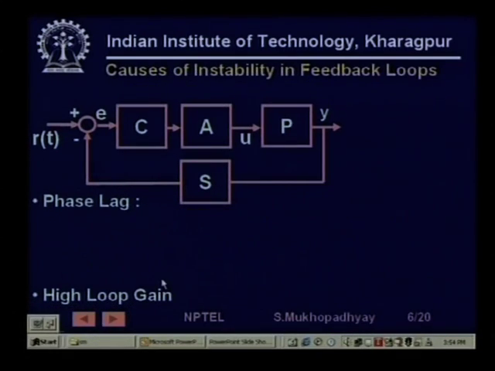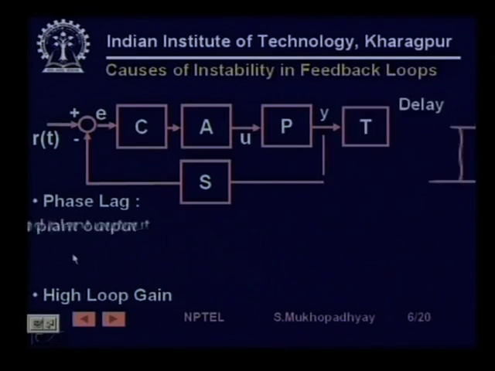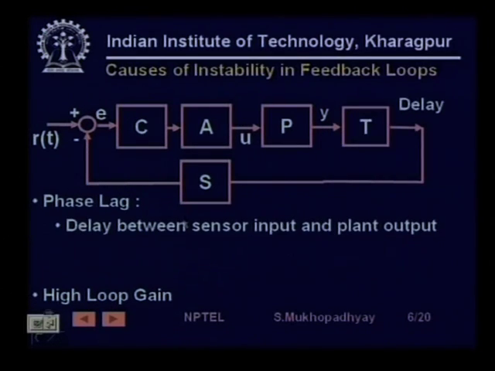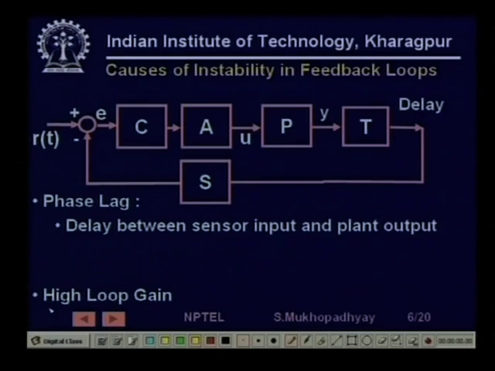Now, how can phase lag increase? Phase lag can increase in many ways. For example, if there is a delay between the sensor input and the plant output. Previously you saw that we were taking the output from here, but for some reason, if you take an output such that there is a time delay between this signal, which is the output you want to control, and this signal which is the signal you are feeding back, so there is a delay of, let us say, t seconds, then that delay can easily generate instability, and this is one of the prime causes of instability.